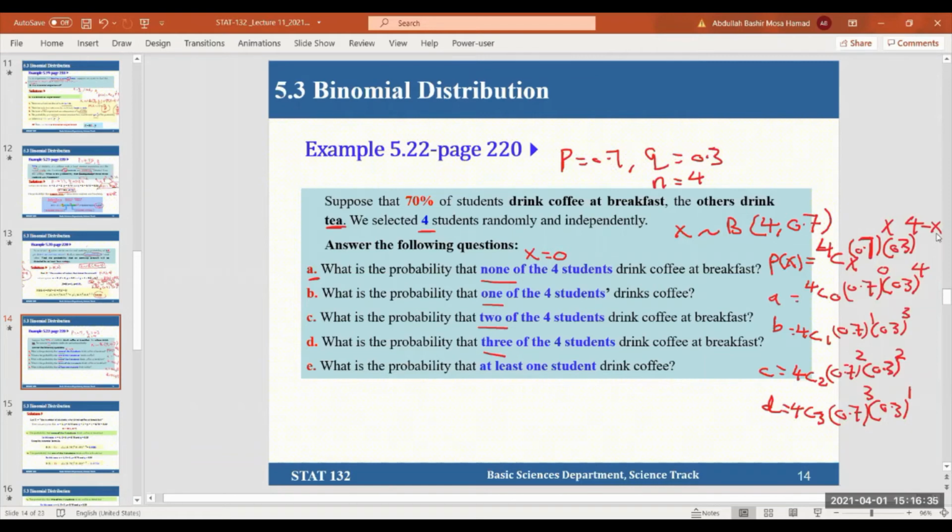Probability of at least one. At least one means what? It means P of 1 plus P of 2 and so on. At least one means P of X greater than or equal to 1. You can do it as 1 minus P of X less than 1. Less than 1 means 0, P of 0. We already have P of 0 from A. Just take this value and subtract it from 1. Clear?